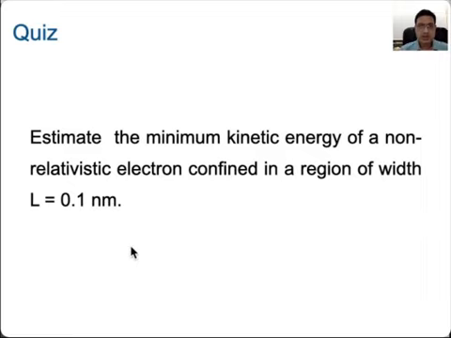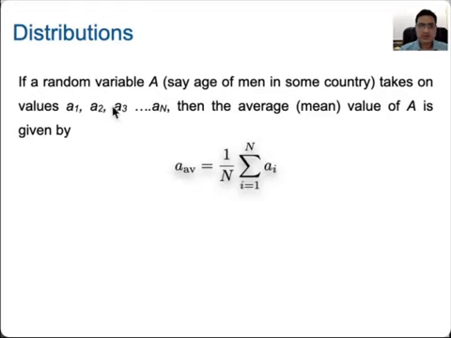Okay, so let's develop a concept using a very simple idea. Let's first understand what the distribution is. If a random variable a takes values ranging from a1 to an, then the average of this random variable is estimated in this way, which you know very well: 1 over n, where n is the number of measurements that you have done, and you sum over all the measurements.